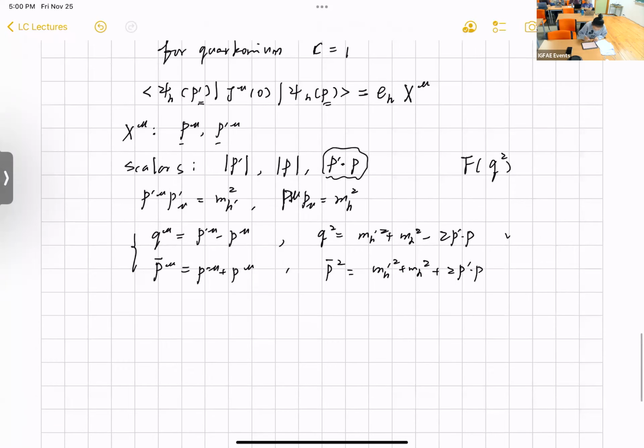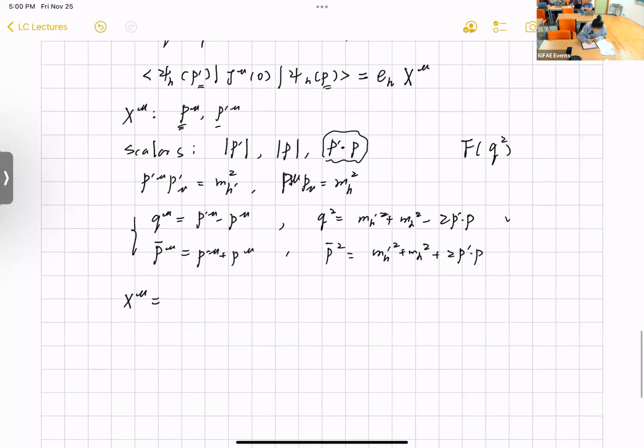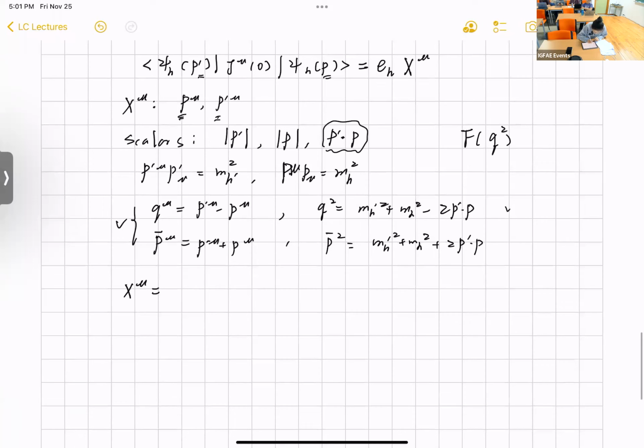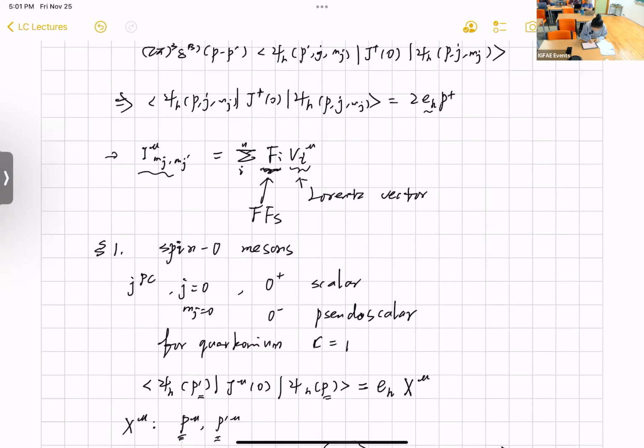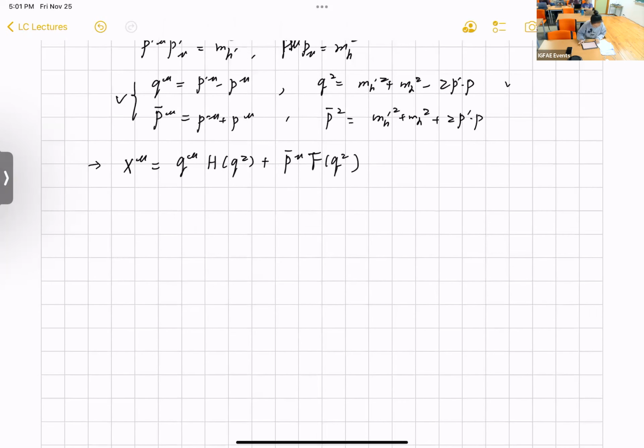Yeah. So now let us write out the X^μ, the structure we want to find, with all our possible candidates, but with this new set of variables. So q^μ, and let's call its coefficient h for now. And for p̄, let's call its coefficient f. So what I'm doing here is essentially decomposing this hadron matrix element. Okay. And now, we are not done yet.